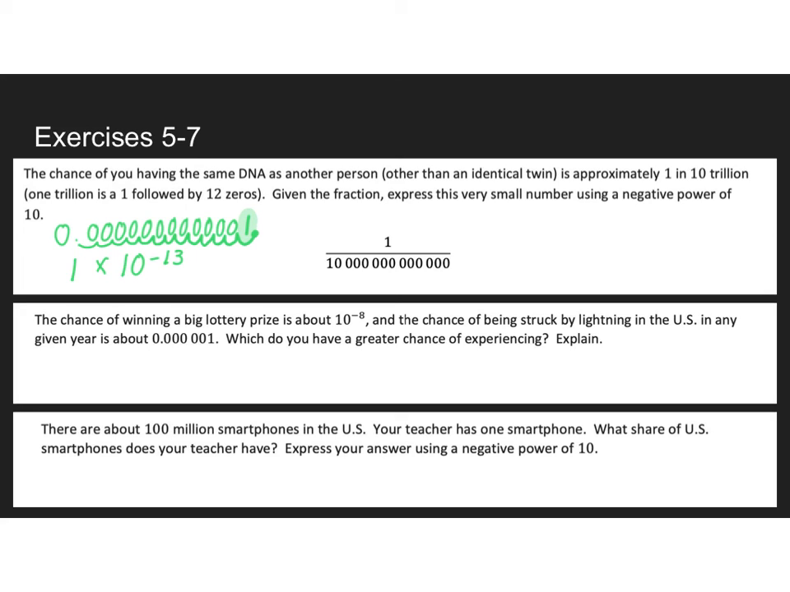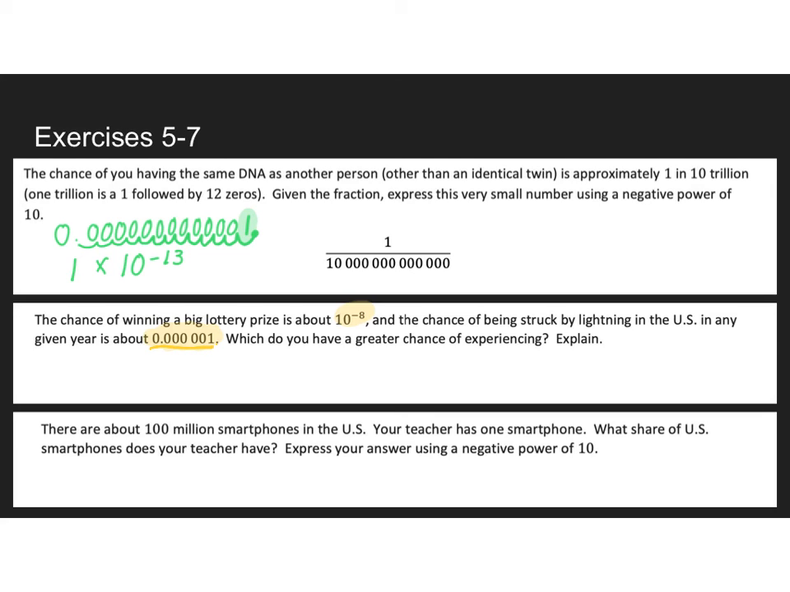Next question, it says the chance of winning a big lottery prize is about 10 to the negative 8th power, and the chance of being struck by lightning on any given year is about 0.000001. Which do you have a greater chance of experiencing? So this is an example of where we would actually use scientific notation. We want to compare these two numbers, and the easiest way to compare them is to either write them both as decimals or both as scientific notation. In my opinion, it's going to be easier to just turn this number into scientific notation.